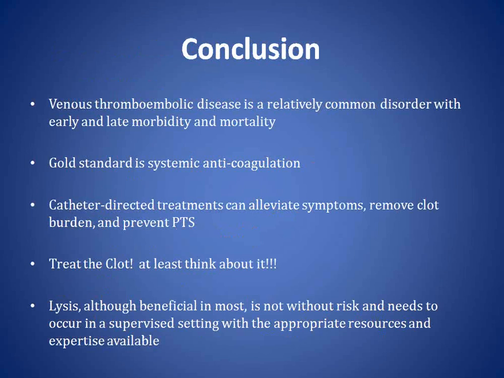Venous thromboembolic disease is common. It has early and late morbidity and mortality. So DVT and PE are not without bad things that can happen. The gold standard is systemic anticoagulation, which everybody should receive. Catheter-directed treatments can alleviate the symptoms, remove the clot, and prevent PTS. Is it for everybody? No, but if you don't treat it, you're not going to reduce the risk of these things. At least think about it.